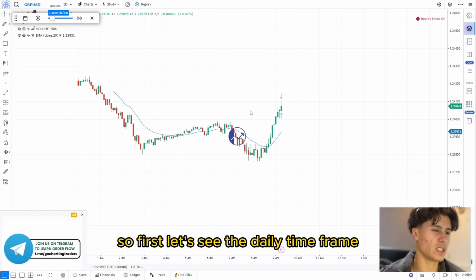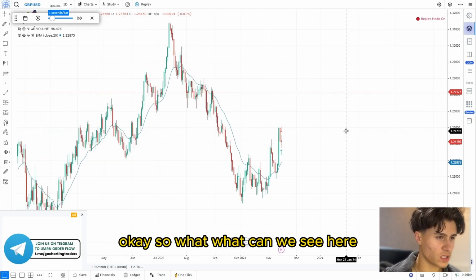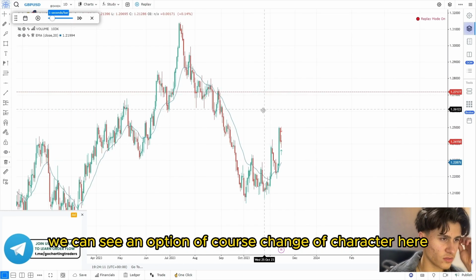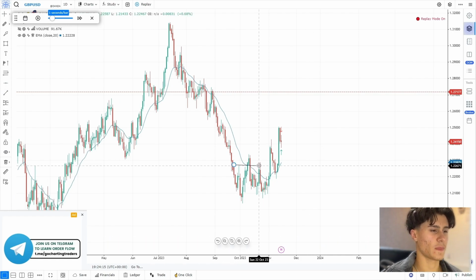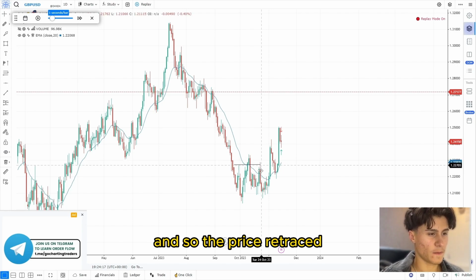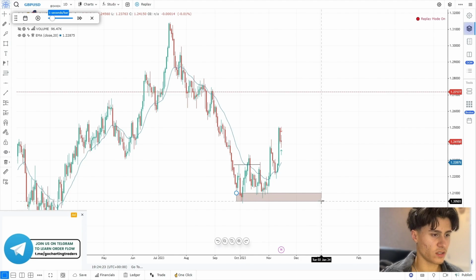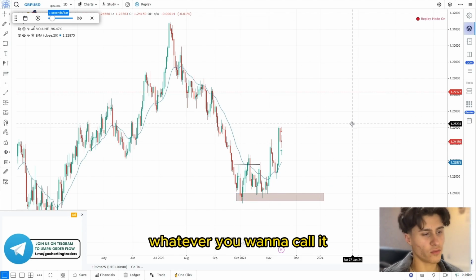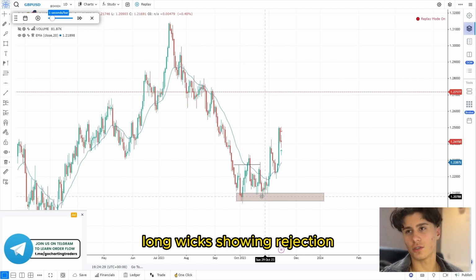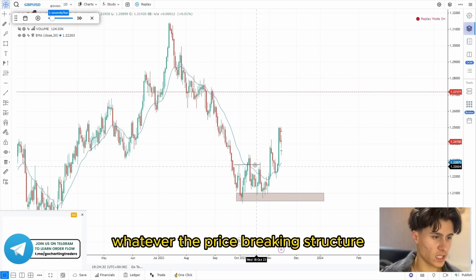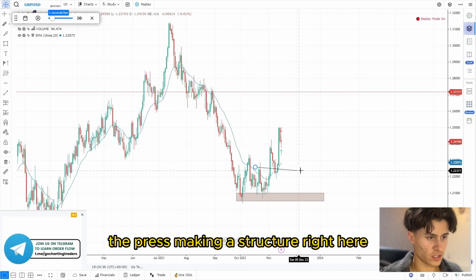So first let's see the daily time frame. What is it looking like? Okay, what can we see here? We can see an uptrend, and a change of character here. The price retraced and reached this demand area, order block, whatever you want to call it, and left long wicks showing rejection. Then the price broke structure right here.